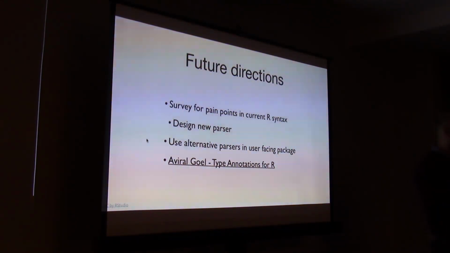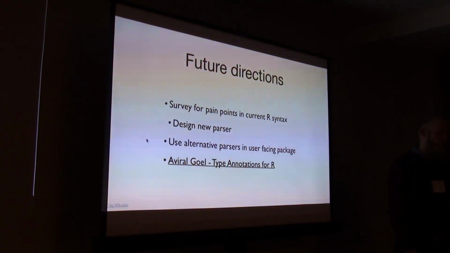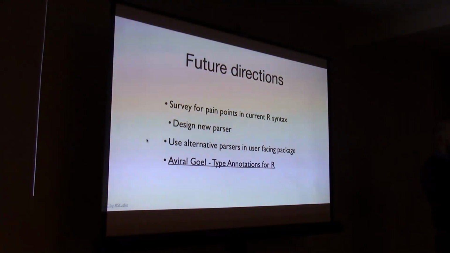Right now, all these alternative parsers are really just a research idea. We're not using them in any of our user-facing packages. So it would be nice to use some of these in a user-facing package and see how people like it. And then I was talking with Viral about his type annotation. So he has this project for adding type annotations to R, and it uses a modified parser.